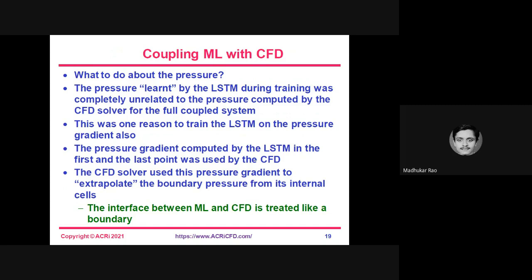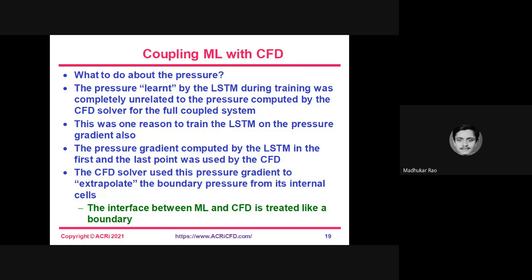Now, what to do about the pressure? The pressure learned by the LSTM was basically unrelated to the actual pressure. We checked it, and it was completely unrelated. So we could never use that one. So we took the pressure gradient given by the LSTM, and that was put in the first and the last point as boundary conditions in the CFD code. And then once you go into the CFD code, we took that pressure gradient and used it to extrapolate the boundary pressure from its internal cells. So we use the pressure gradient information given by the LSTM to set up a boundary pressure for CFD.